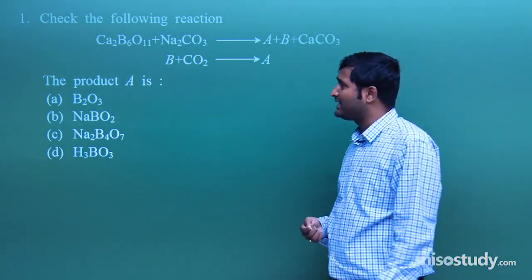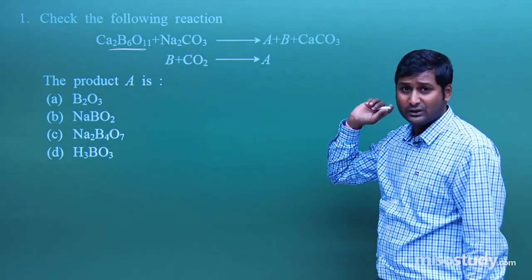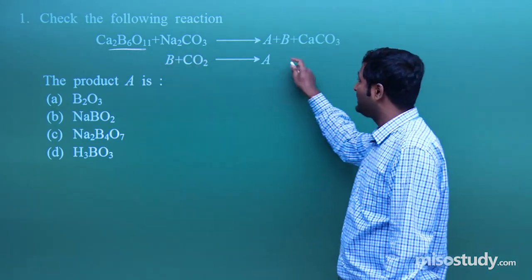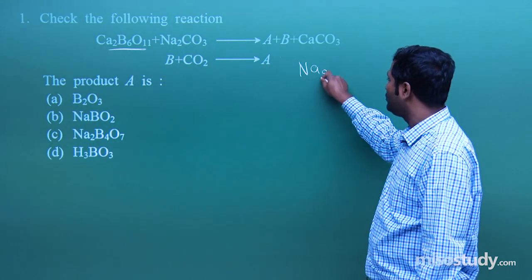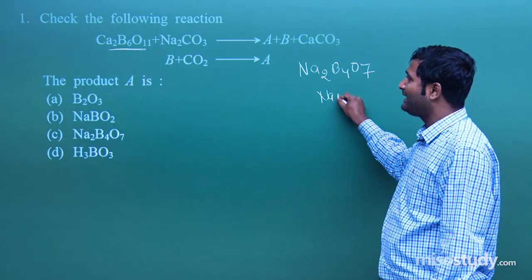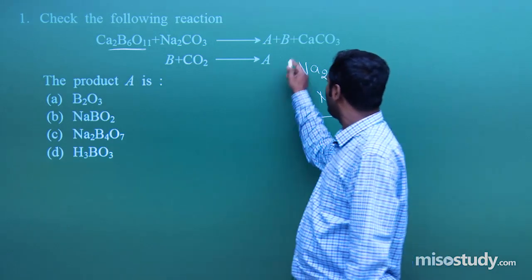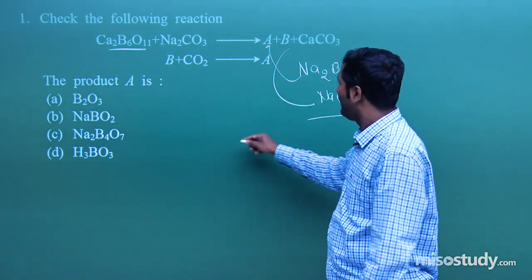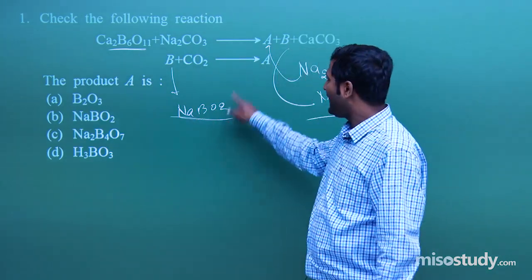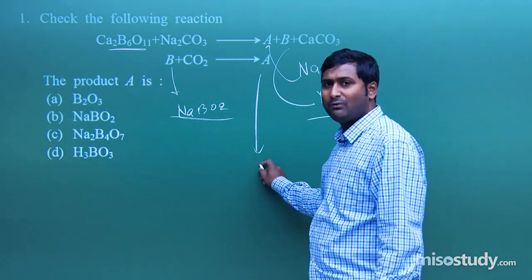First of all, we have to complete the reaction. This is colemanite when treated with Na2CO3. This is one of the most important methods for the preparation of borax. It will give you Na2B4O7 and NaBO2. Then this NaBO2 is B, and that is A is Na2B4O7. And when NaBO2 is treated with CO2, then what will happen?